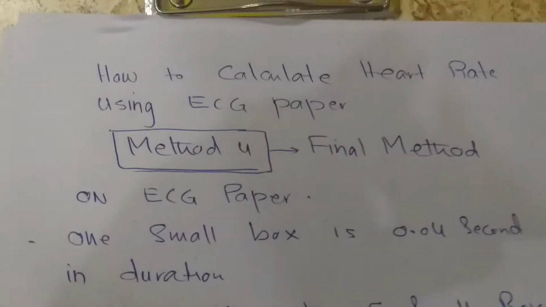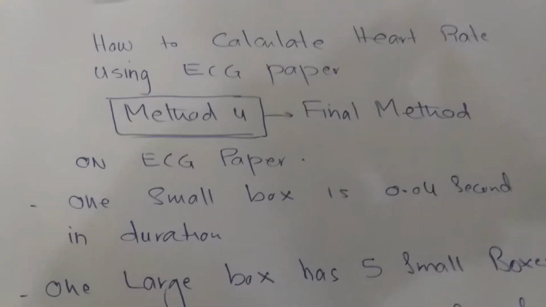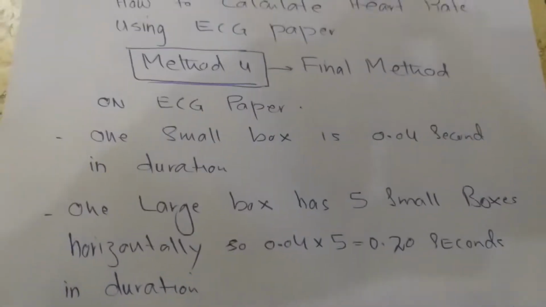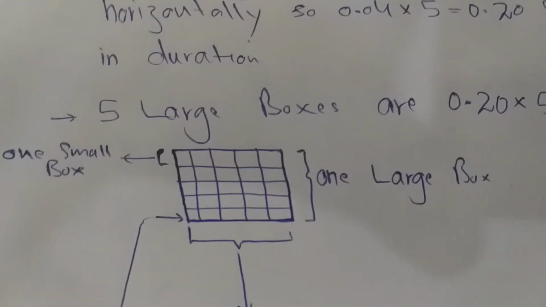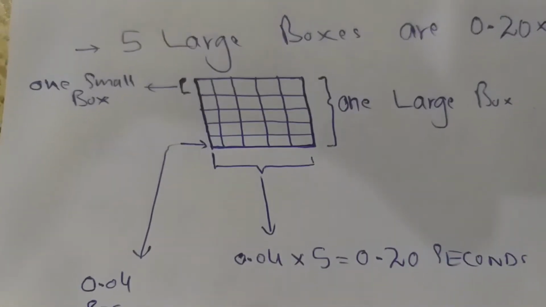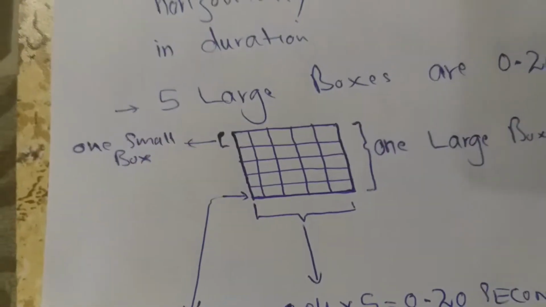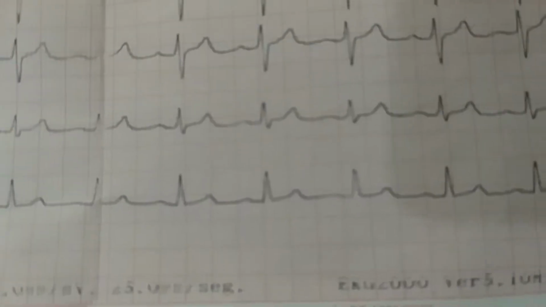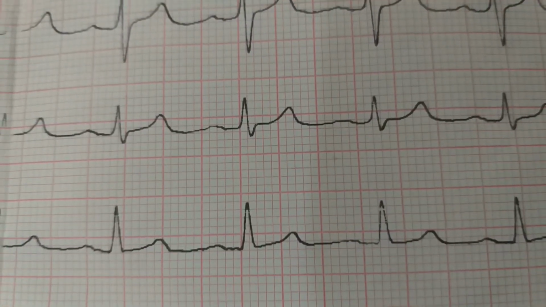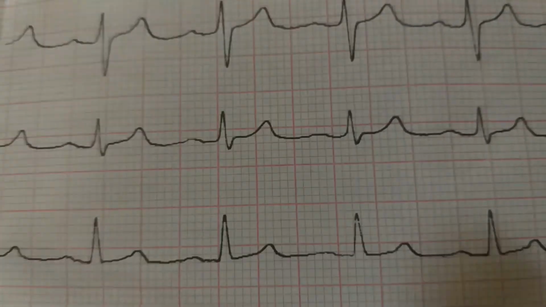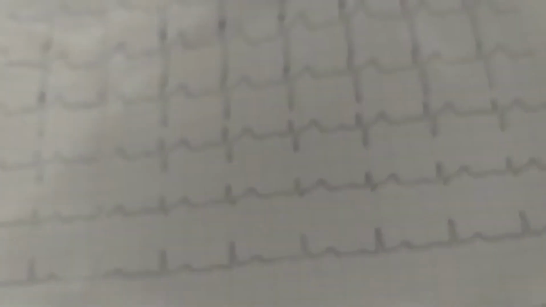Method 4 is the final method of calculation of the heart rate using the ECG paper. One small box on the ECG paper is 0.04 second in duration, and because one large box has 5 small boxes horizontally, one large box is equal to 0.20 second in duration.